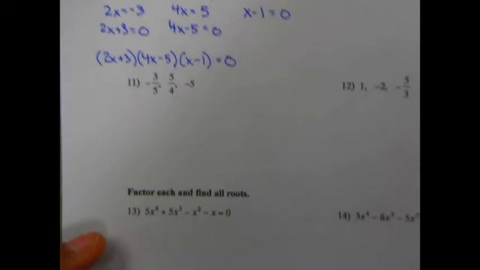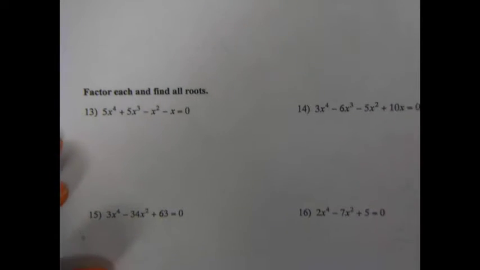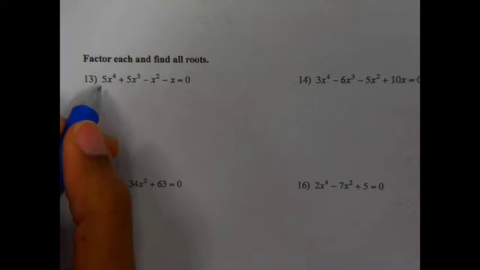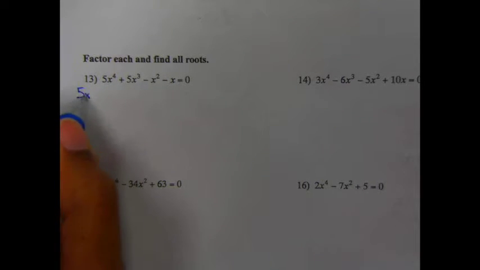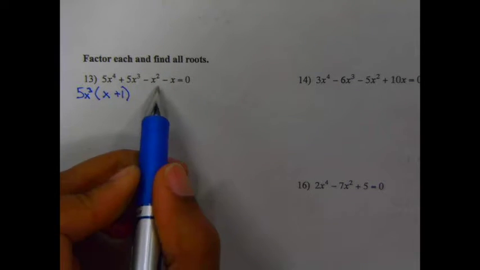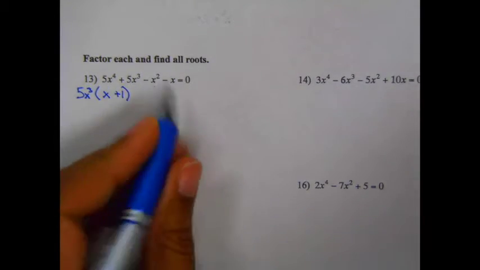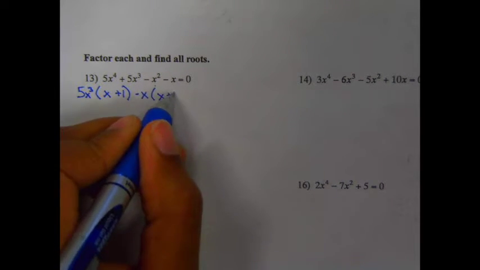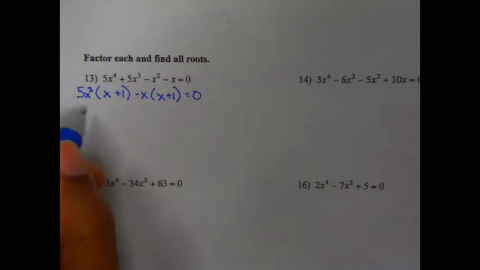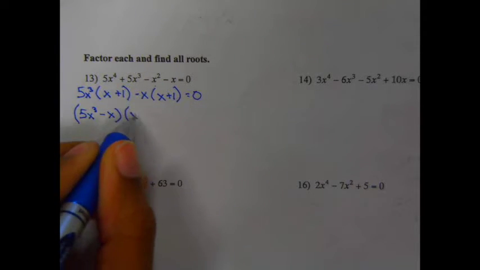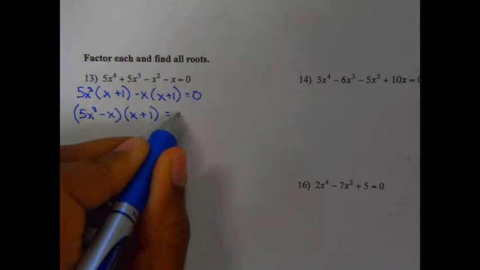Alright, and the next section is actually really similar to the previous section. I'm still going to do the factor by grouping, pulling out a 5x cubed here. That would leave me an x left and a plus 1 left. And then these two, I could factor out negative x, leaving x plus 1 again. So we have 5x cubed minus x, and x plus 1 for factored form.